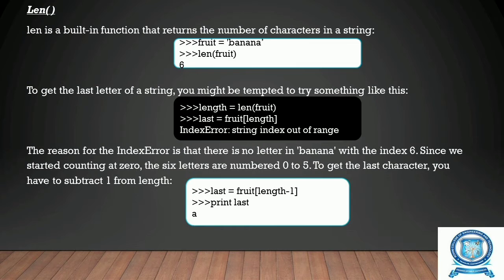So to get the last character, we have to subtract 1 from the length. It should be written as depicted in the last statement: last is equal to fruit of length minus 1. When we give length minus 1, we get 6 minus 1, which is 5. So 5 is the last index, and we get a, which is the last letter.